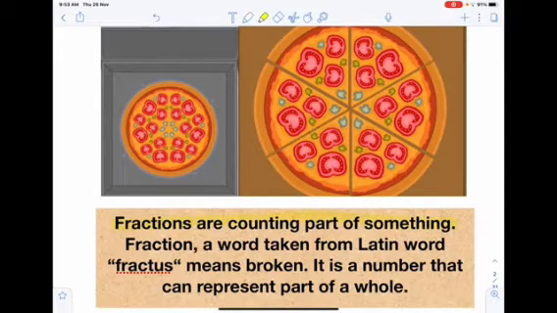Something in the sense it could be anything. Now we are talking about pizzas. It could be chocolates. It could be any other item as such. So anywhere where you are considering only a part of the whole is called a fraction. Fraction, a word taken from the Latin word fractus, means broken. It is a number that can represent part of a whole. As I said, it is a number that can represent a part, not exactly the whole thing, but a part of the whole item or the whole thing, whichever you are considering.